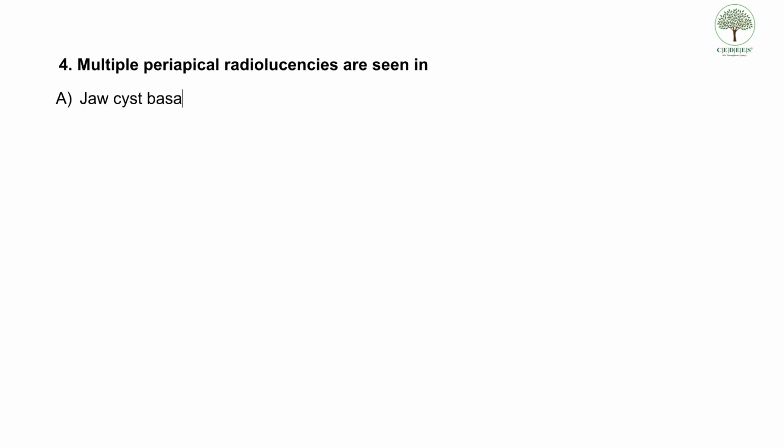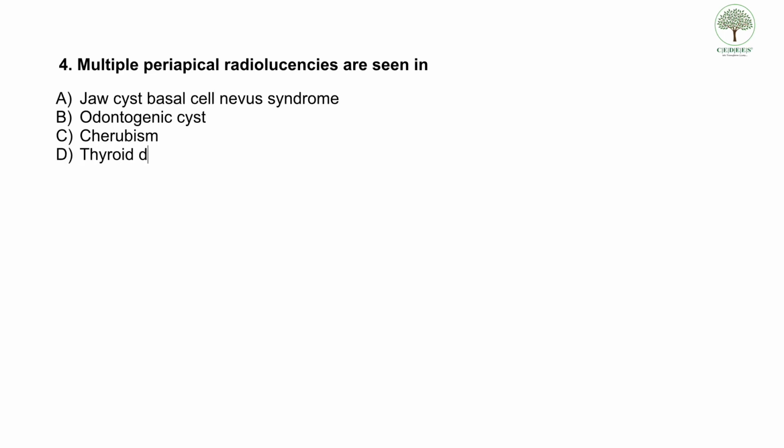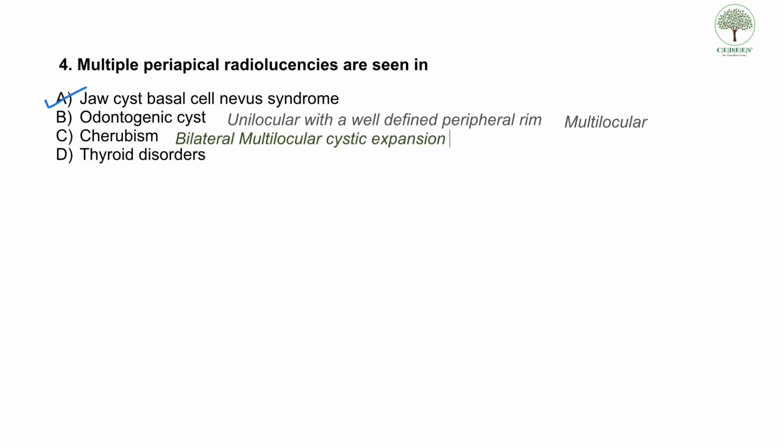The fourth question is, multiple periapical radiolucencies are seen in, and your options are option A, jaw cyst basal cell nevus syndrome, B, odontogenic cyst, C, cherubism, D, thyroid disorders. The correct answer here is jaw cyst basal cell nevus syndrome. So if you remember, an odontogenic cyst has a unilocular radiolucency with a well-defined peripheral rim. Now, jaw cyst basal cell nevus syndrome or Gorlin-Goltz syndrome is characterized by multiple OKCs resulting in multiple radiolucencies. Cherubism will also show bilateral multilocular cystic expansion of the jaw.